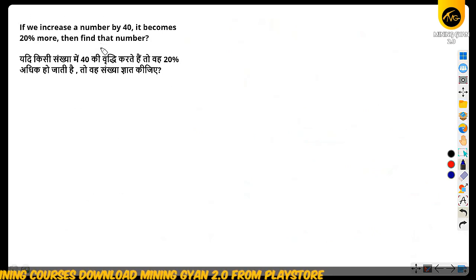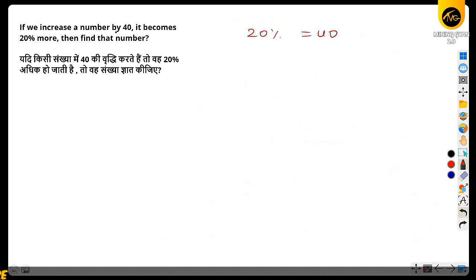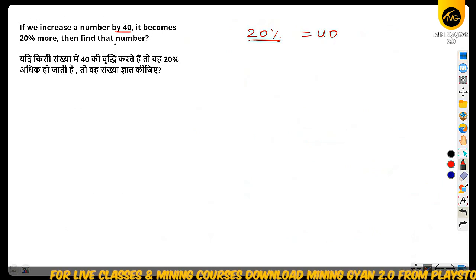Now basically in this case, 20% is equal to 40, right? What is the question? If you increase a number by 40, it becomes 20% more. It means they are equivalent to each other. 20% is equal to 40. So we have to find out that number. So what is that number?